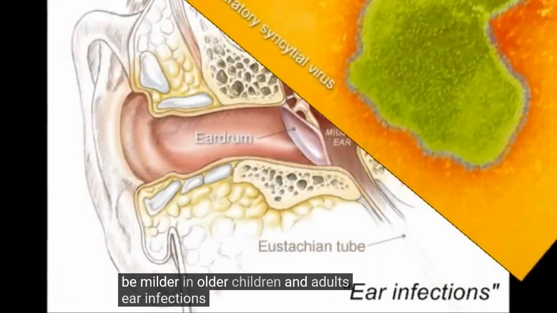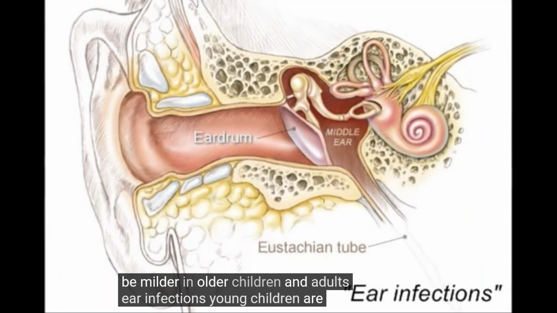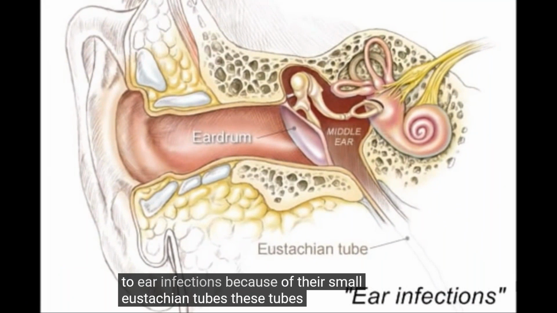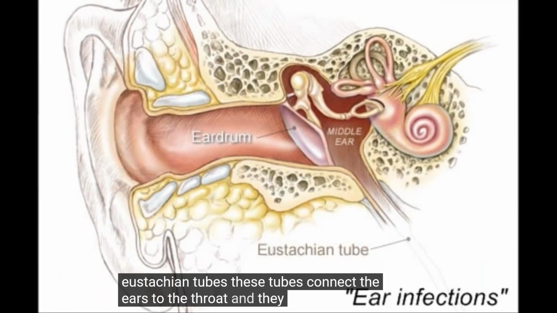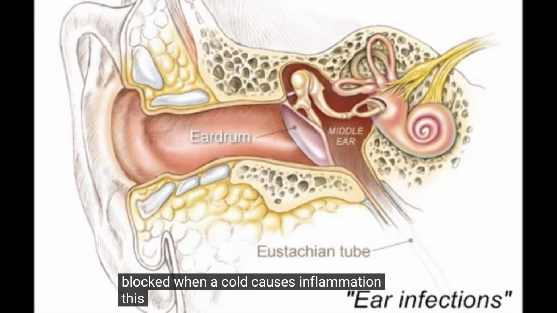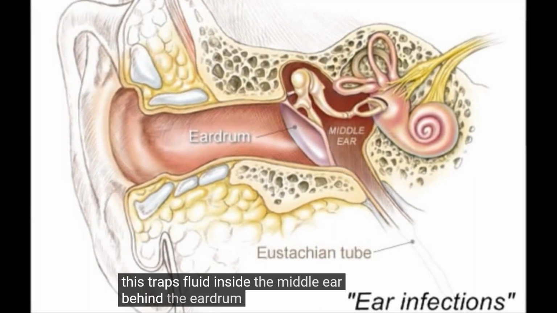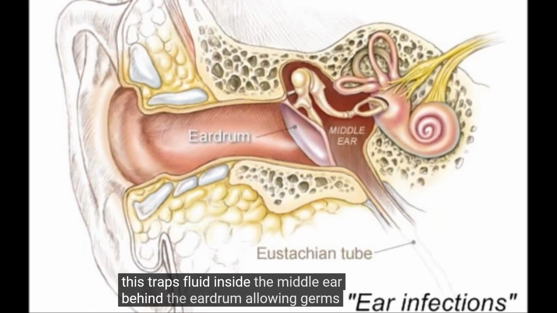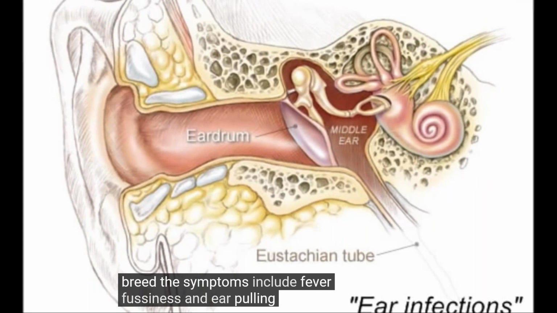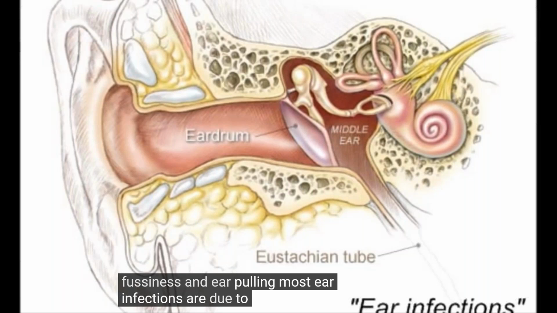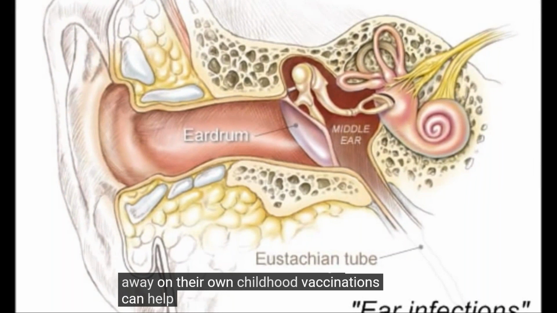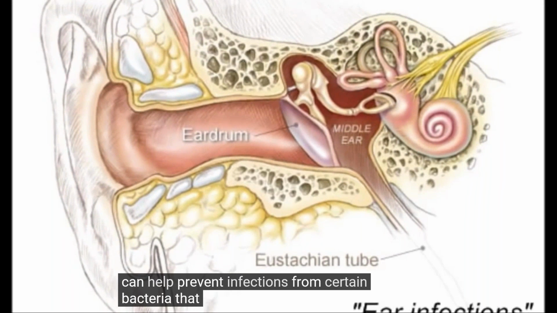Ear infections. Young children are prone to ear infections because of their small eustachian tubes. These tubes connect the ears to the throat, and they may get blocked when a cold causes inflammation. This traps fluid inside the middle ear, behind the eardrum, allowing germs to breed. The symptoms include fever, fussiness, and ear pulling. Most ear infections are due to viruses and go away on their own. Childhood vaccinations can help prevent infections from certain bacteria that can cause ear infections.